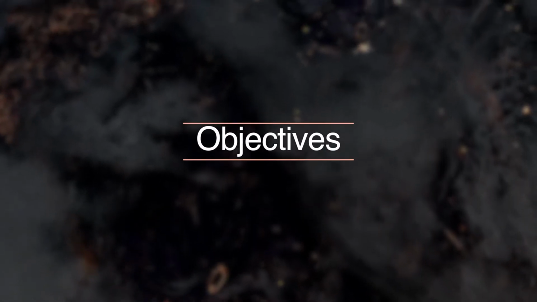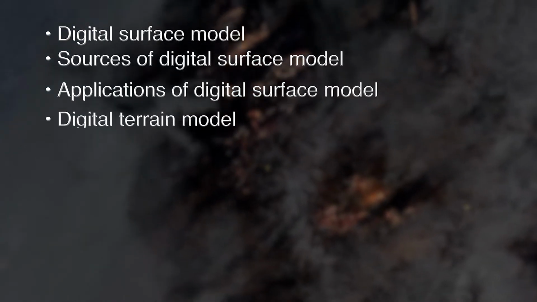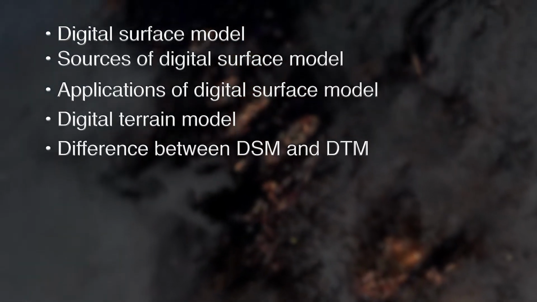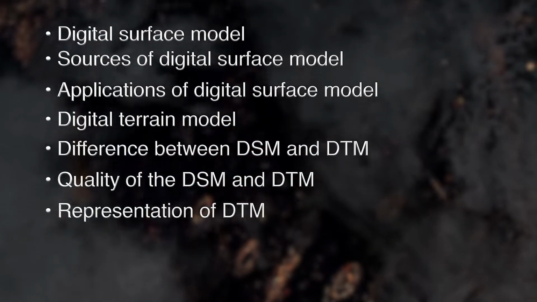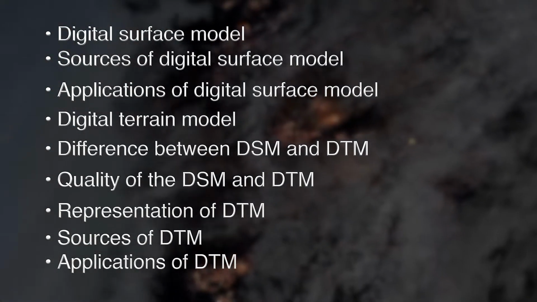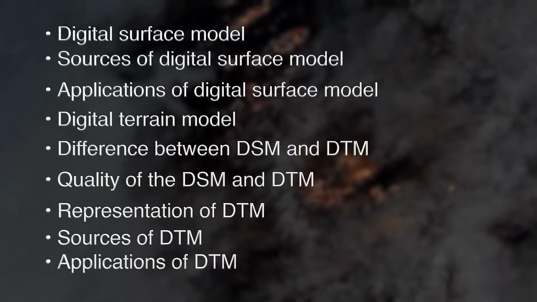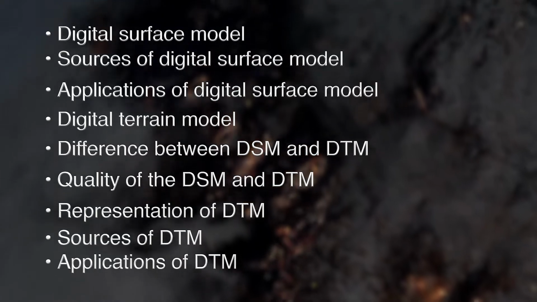Geographic Information System, Surface Models Part 2. In this chapter, we will discuss the digital surface model, sources of digital surface model, application of digital surface model, digital terrain model, difference between digital surface model and digital terrain model, quality of the DSM and DTM, representation of digital terrain model, sources of digital terrain model, application of digital terrain model.